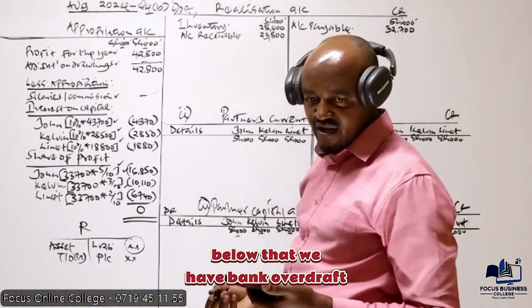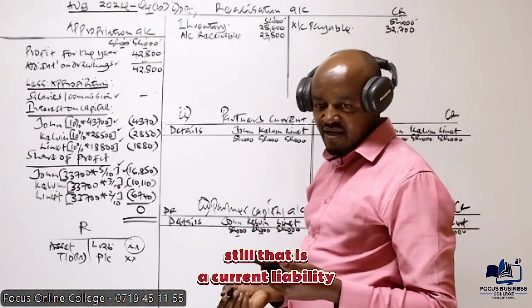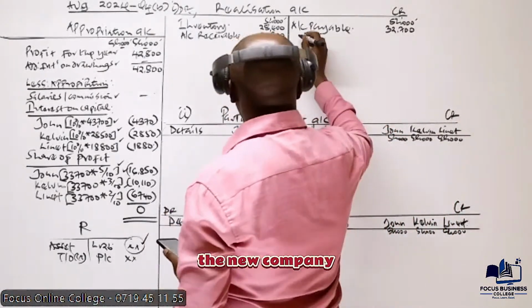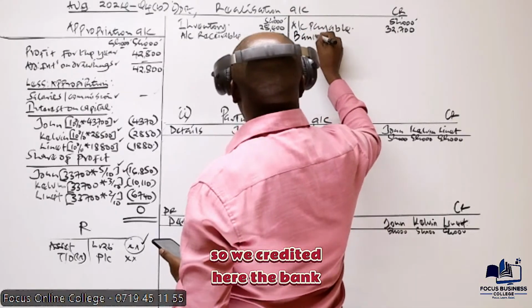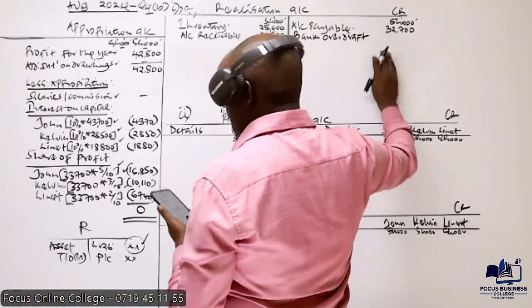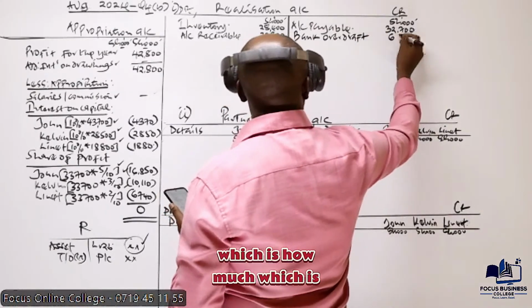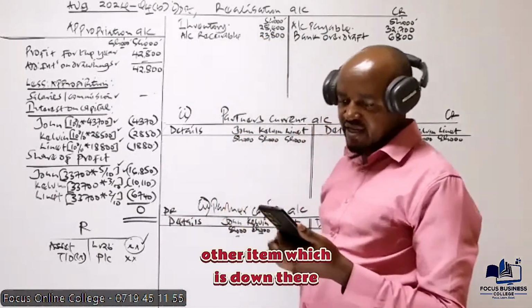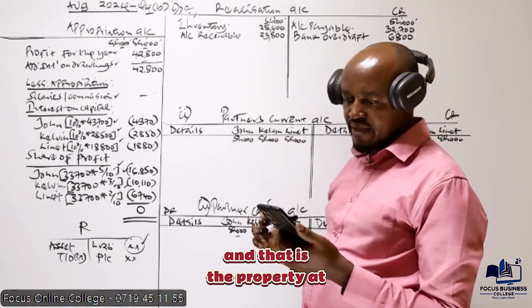Below that, we have bank overdraft. That is a current liability. As per note number 4, it was taken over by the new company. So we credit it here. The bank overdraft, which is how much? Which is 68.